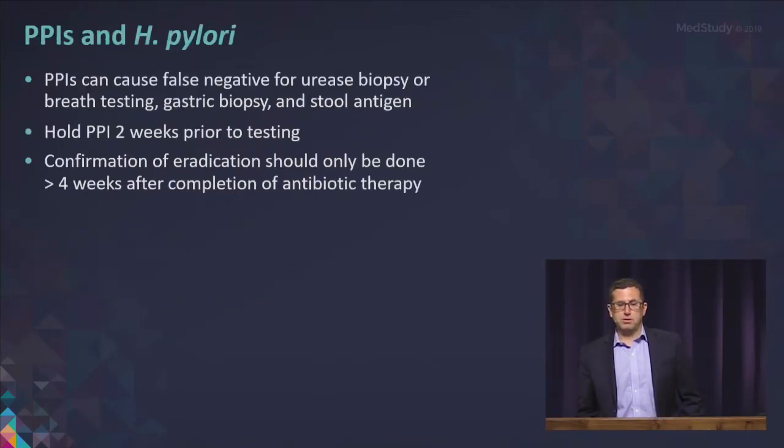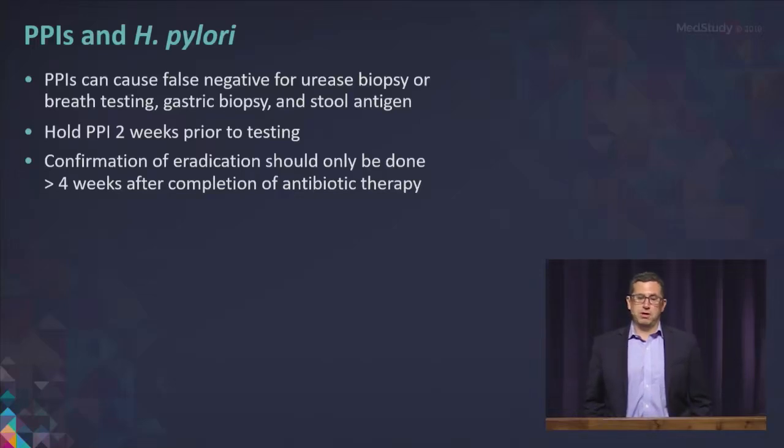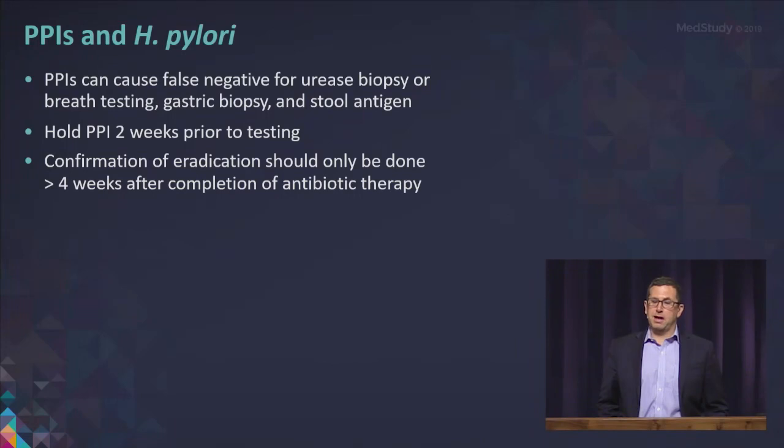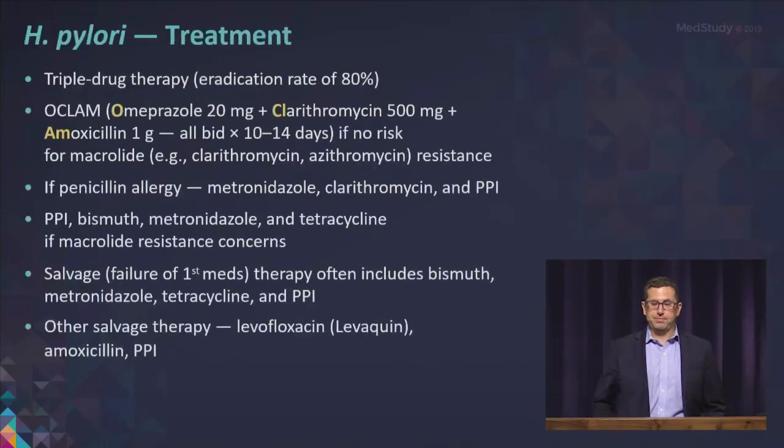PPIs and H. pylori. So this is a key slide. PPIs could cause false negatives for pretty much all those tests except for the serum antibody, which you don't use anyway. So it could cause a false negative for urease, biopsy or breath testing, gastric biopsies, and the HP stool antigen. Generally, you want to hold the PPI for 2 weeks before you order any of these tests. And then confirmation of eradication should only be done greater than 4 weeks after completion of antibiotic therapy for the H. pylori. These are key points.